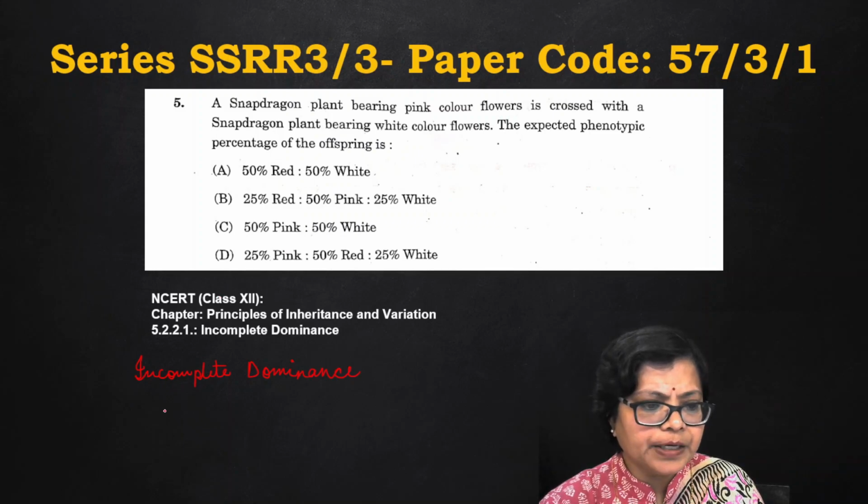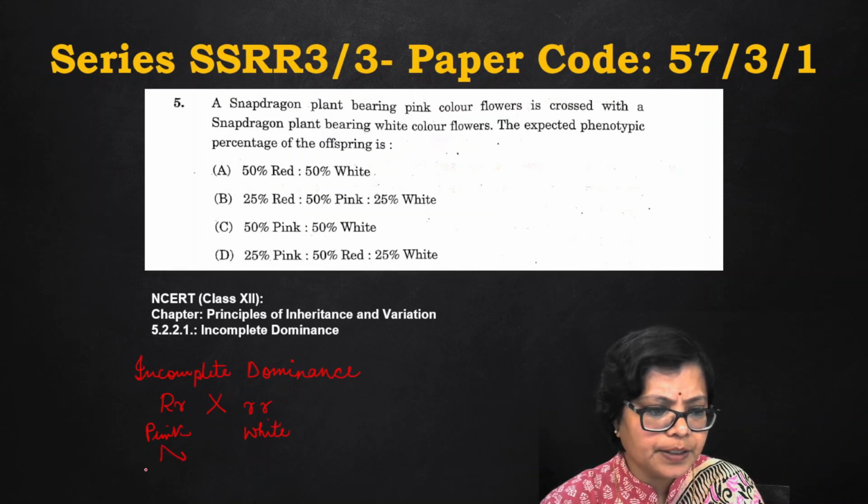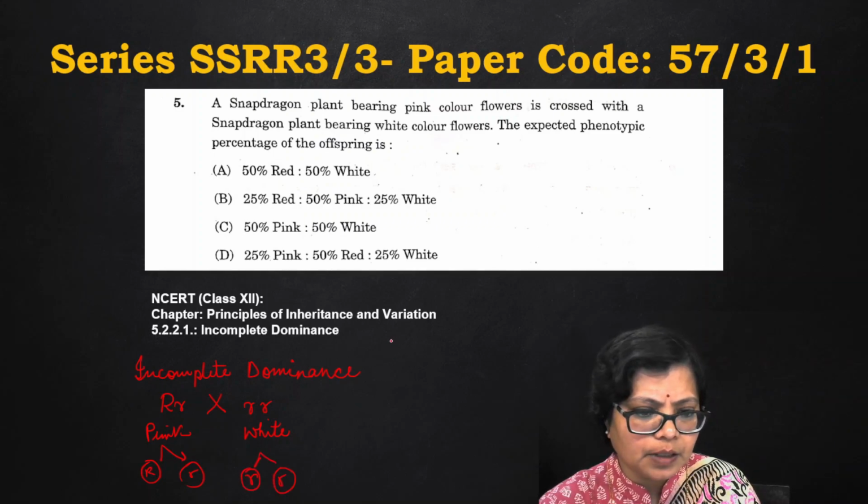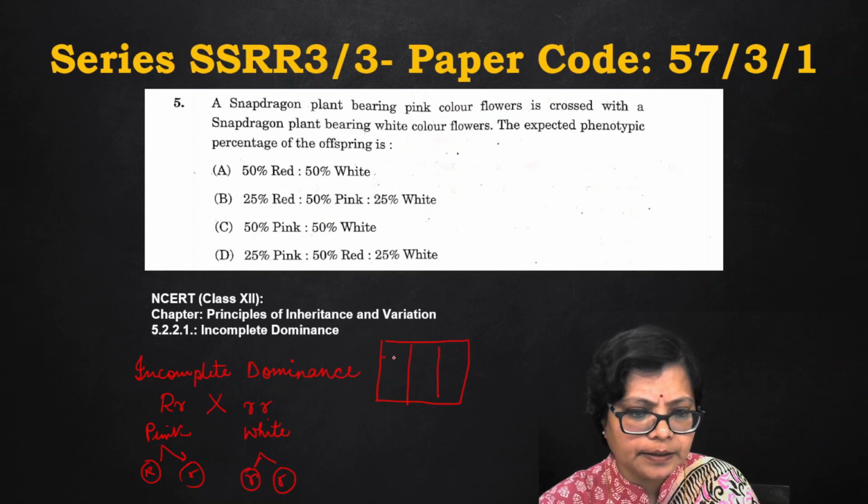So for the pink color, the genotype will be capital R, small r, and for the white color, the genotype will be small r, small r. So the gametes will be capital R, small r for the pink, and small r, small r for the white. Now with the help of a checkerboard, we can solve it very easily, right?